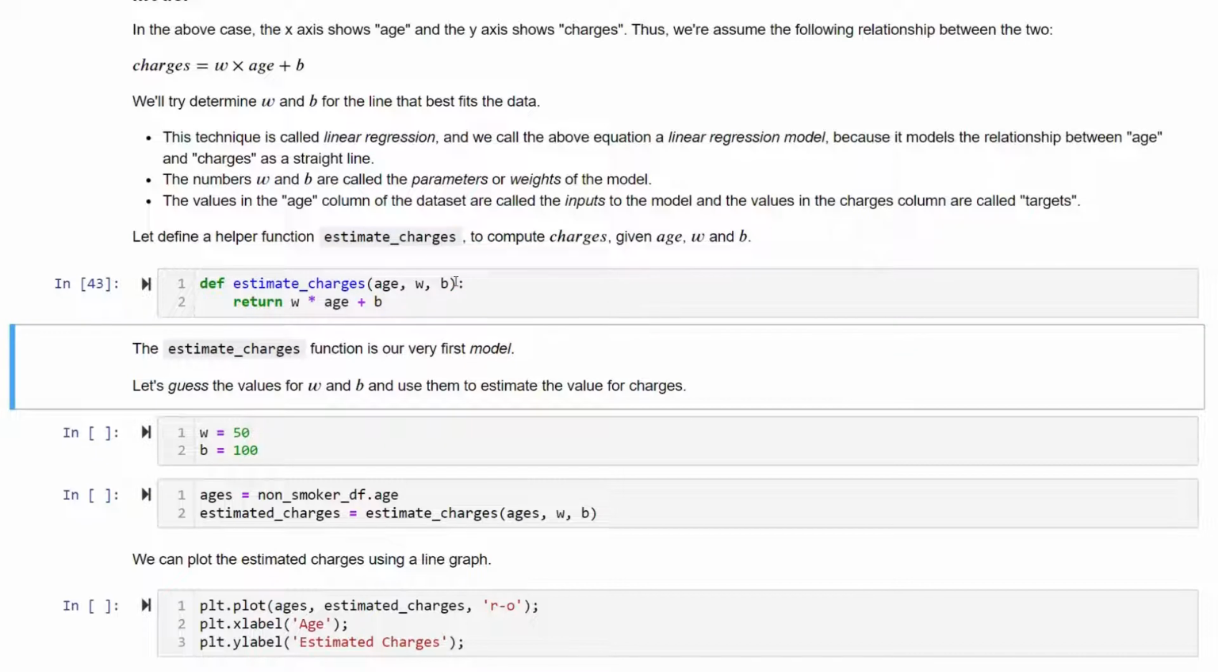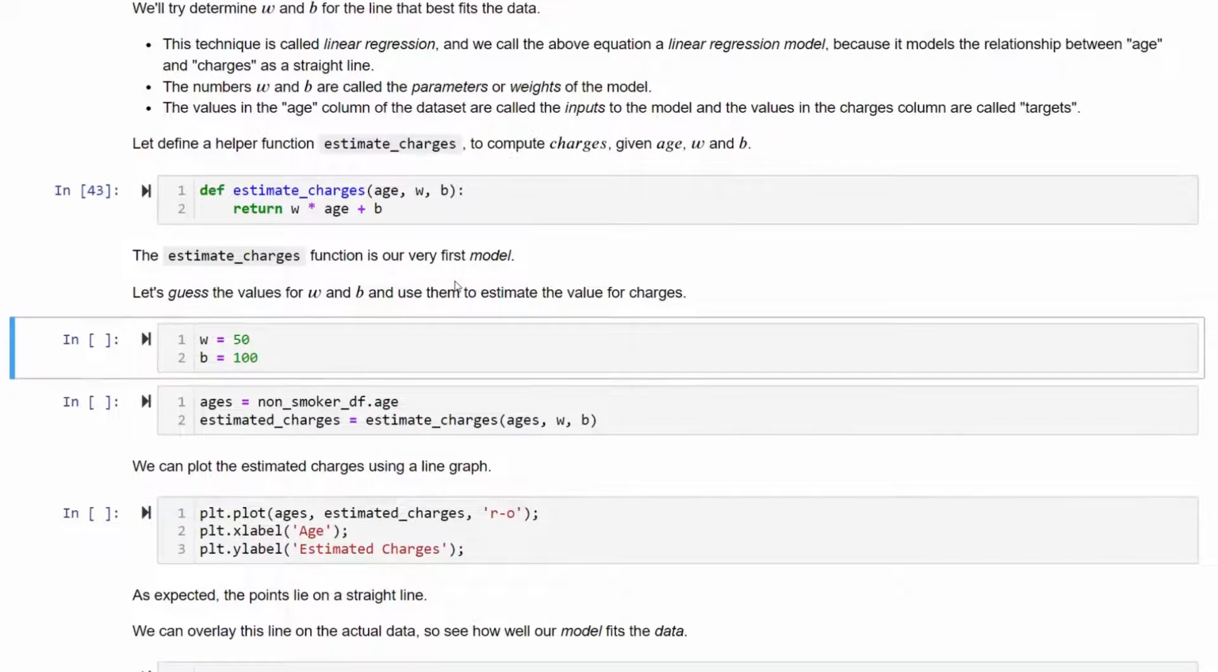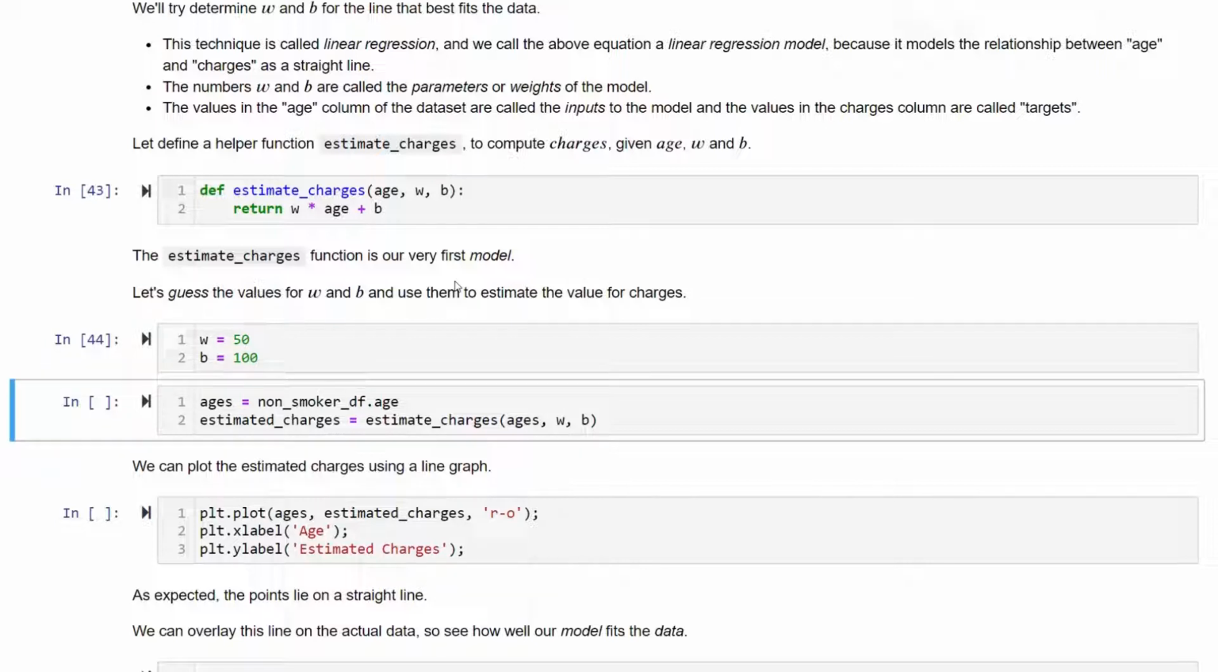Okay, let me run this function. The estimate charges function is our very first model. Let's guess the values of W and B to use with this estimate. First, suppose we estimate the slope of the line to be 50 and the intercept to be 100. Can I draw a line with these particular values?